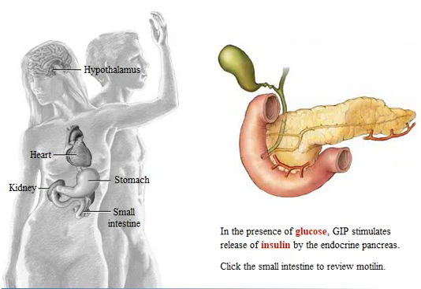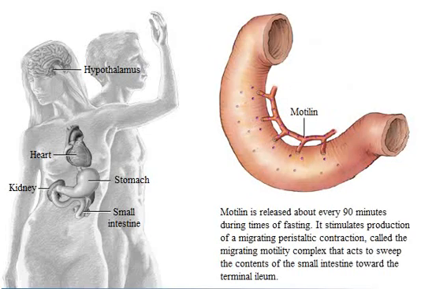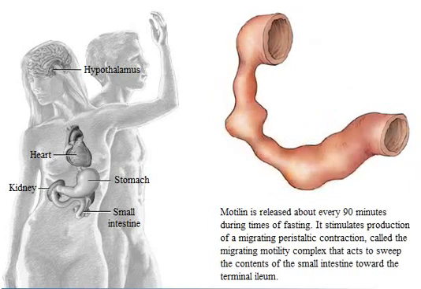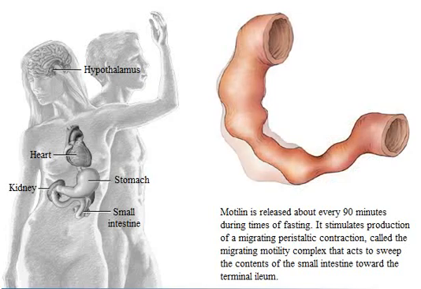Click the small intestine to review motilin. Motilin is released about every 90 minutes during times of fasting. It stimulates production of a migrating peristaltic contraction called the migrating motility complex that acts to sweep the contents of the small intestine along toward the terminal ileum.